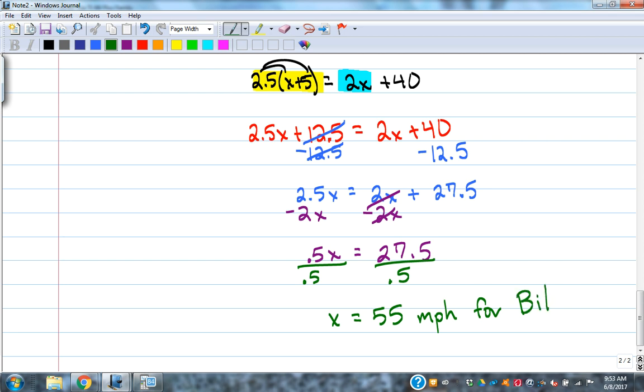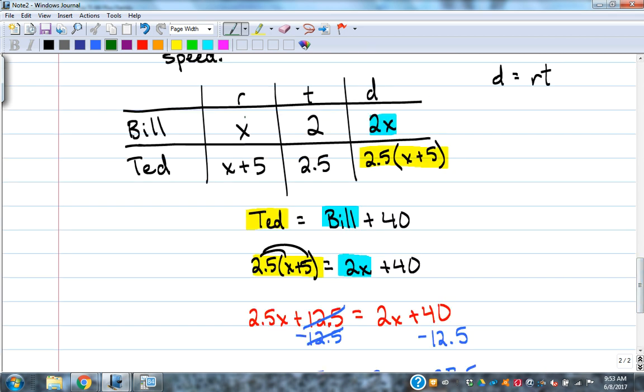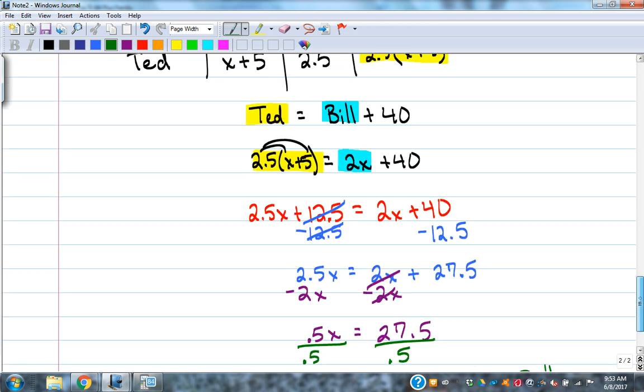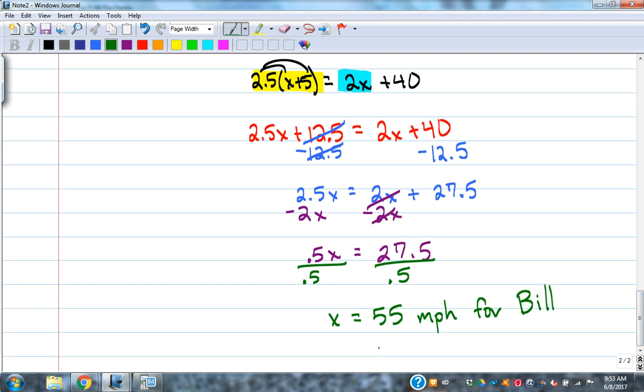Bill is the one that was back in our chart there. Bill is the one that's represented by plain x. So that means Ted was going how fast? Ted travels 5 miles an hour faster than Bill, so that would be 60 mph for Ted.